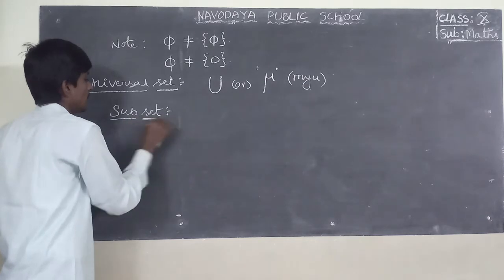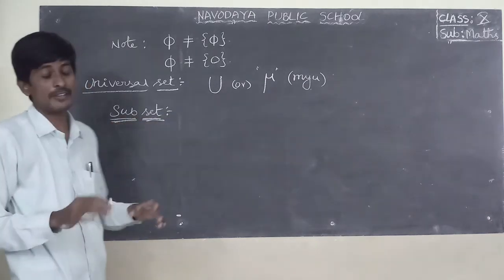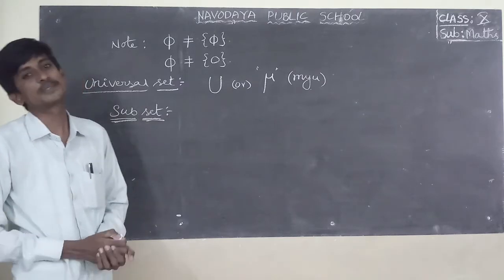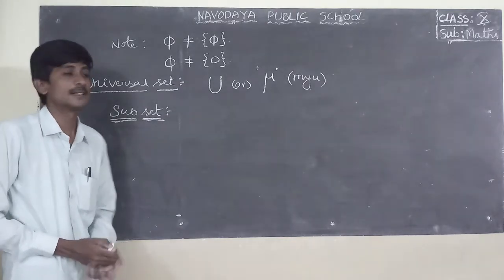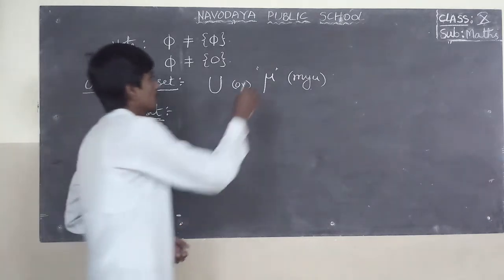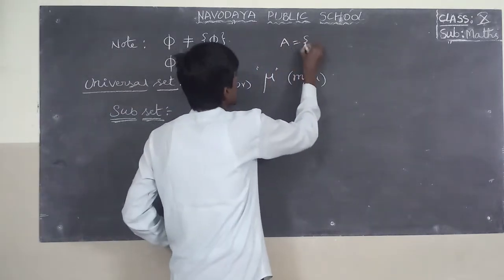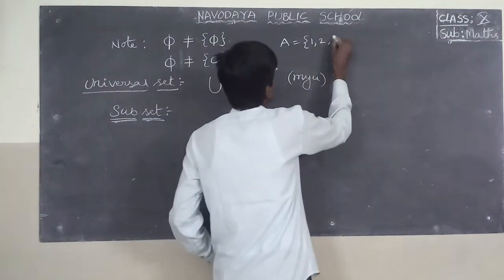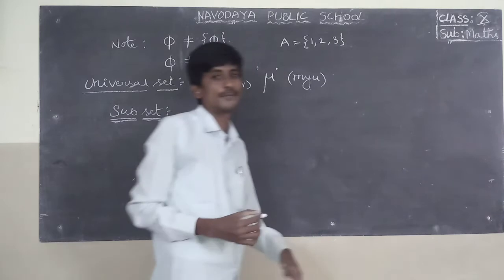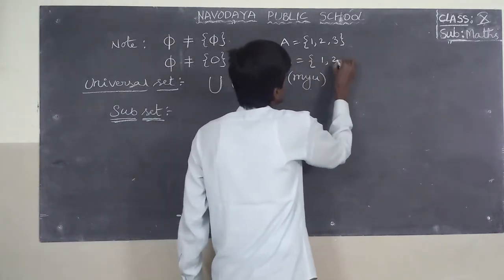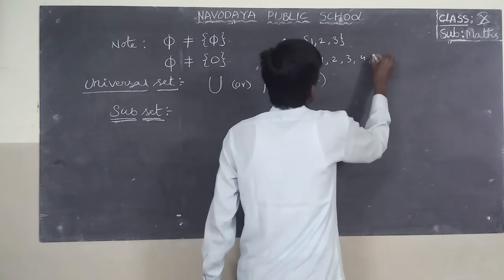Subset. This is a very important set concept. What do you mean by subset? Subset means, for example, A equals the set with elements 1, 2, 3. B equals 1, 2, 3, 4, 5, 6.